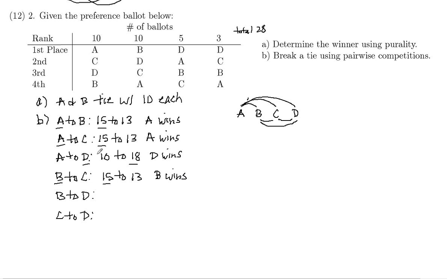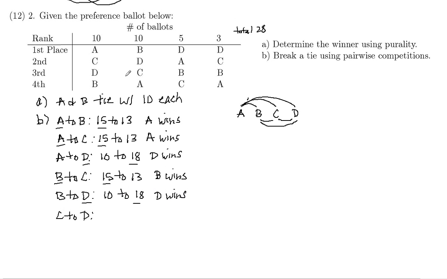B to D. So let's see, B over D. This is D over B. B over D 10 times there. Switches, switches, so just 10. So this is going to be 10. And the other one's going to be 18. It's going to be like this, 10 to 18. So 18 wins. D wins that one. Because I know these got to total up to 28. That's our total. So if this was 10, that had to be 18.